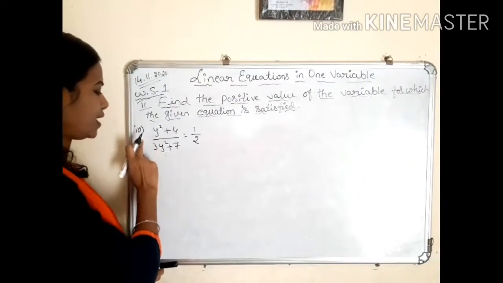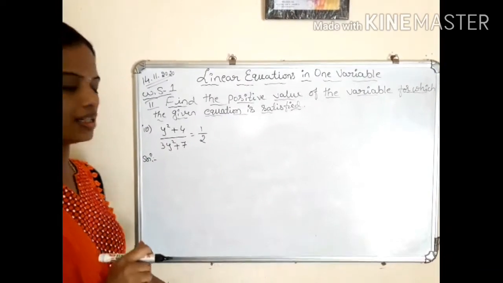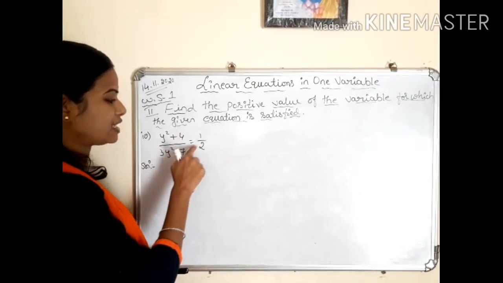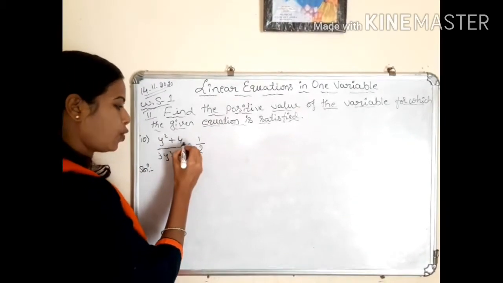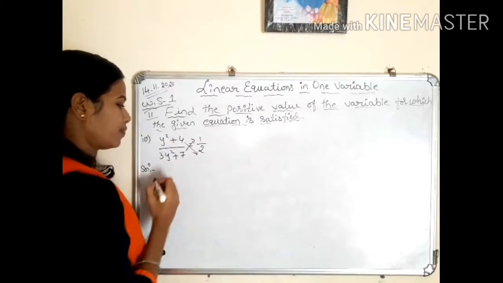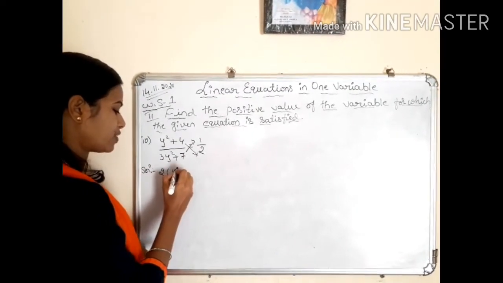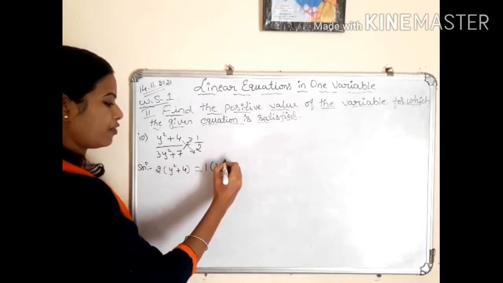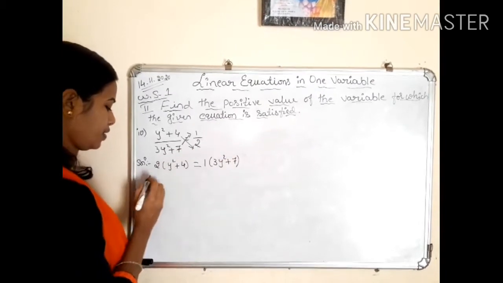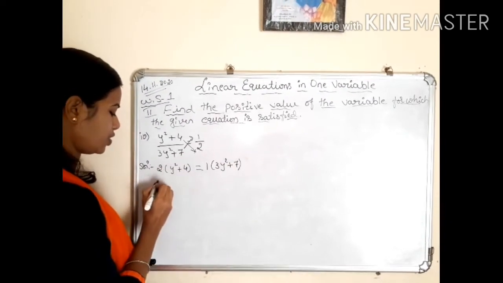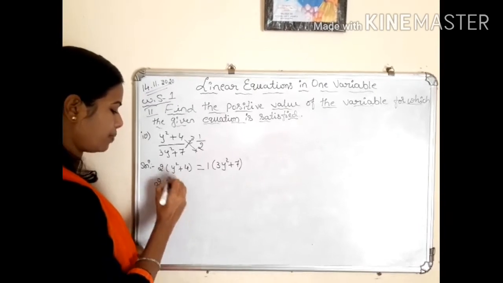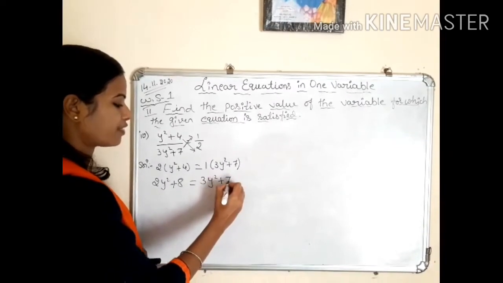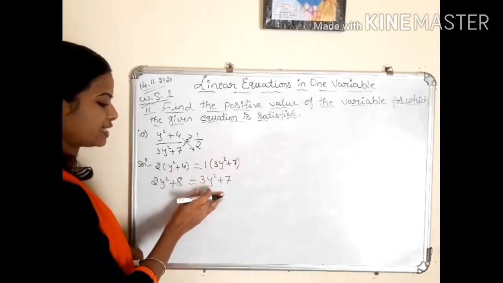Last question from second main, and also the last question from worksheet 1, children. Fourth question: (y² + 4)/(3y² + 7) = 1/2. First step, go for cross multiplication: 2 into (y² + 4) equals 1 into (3y² + 7). Multiply 2 inside the bracket: 2y² plus 2 fours are 8, equals 3y² + 7. 1 multiplied with 3y² + 7, you will get the same.